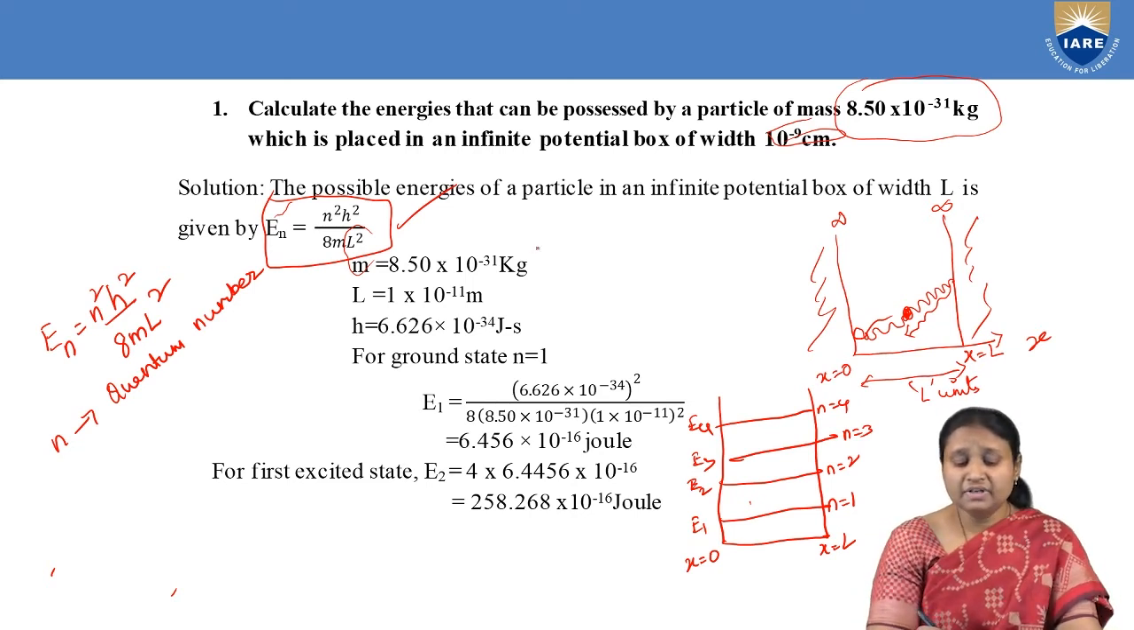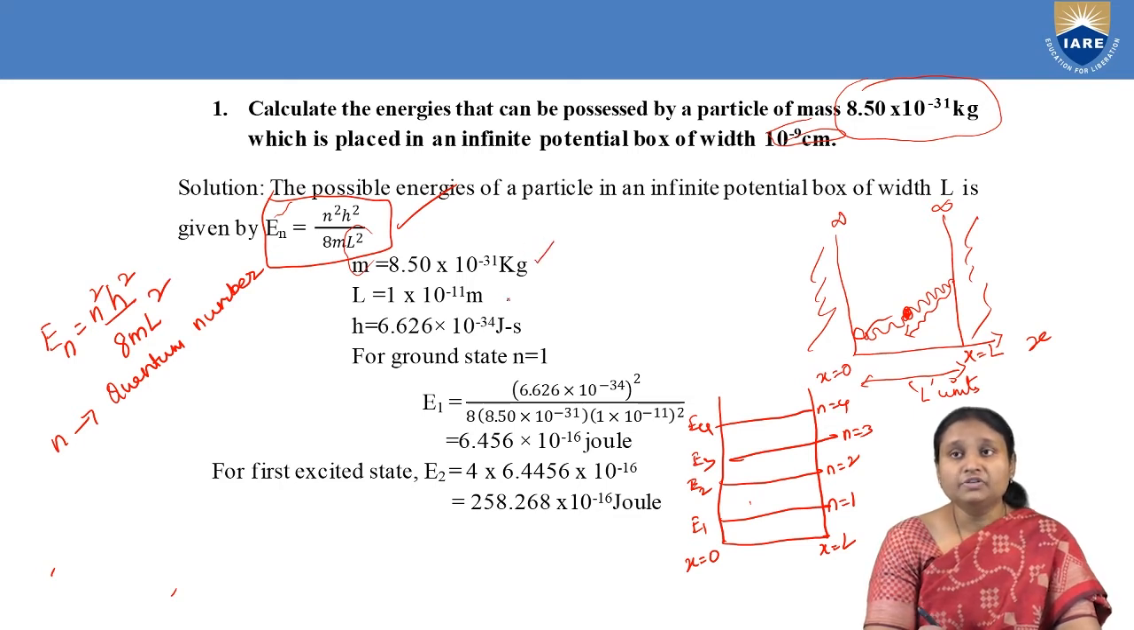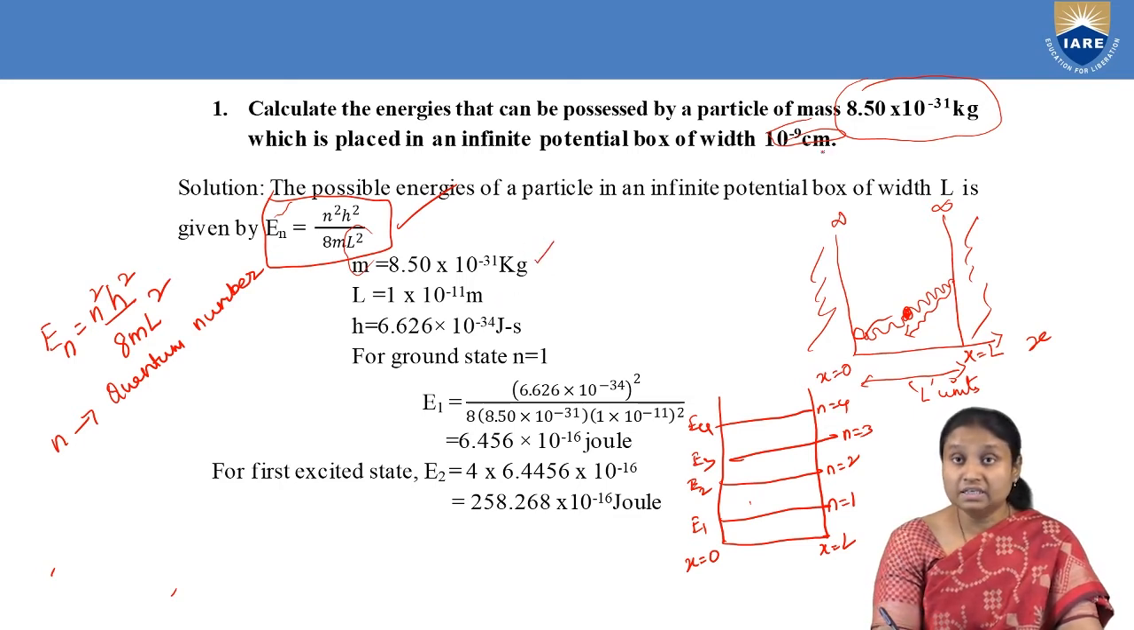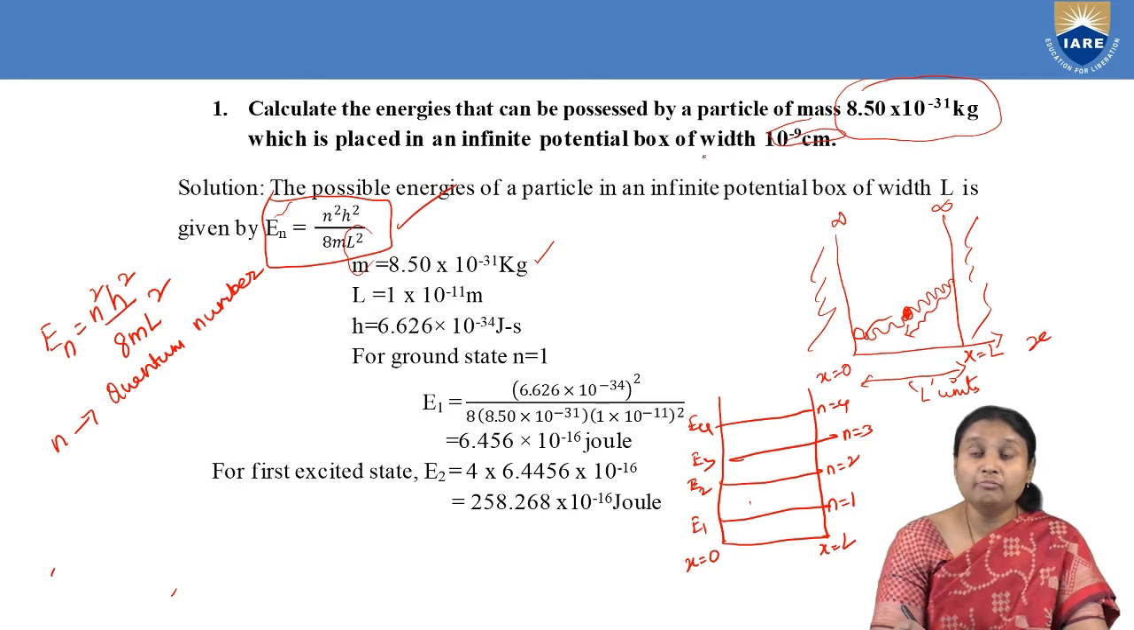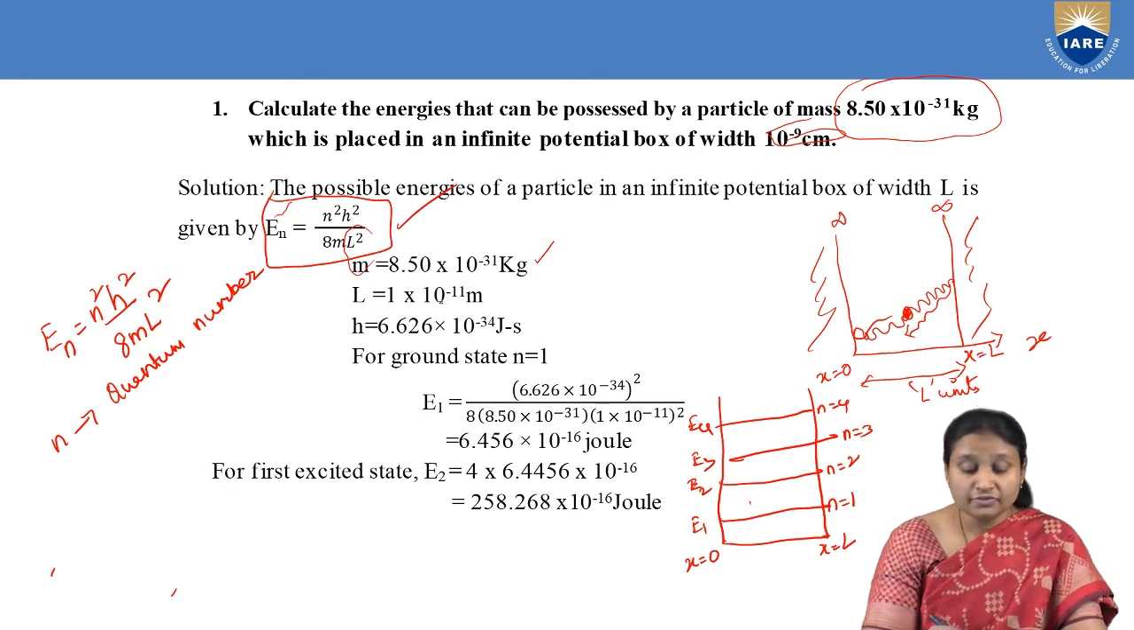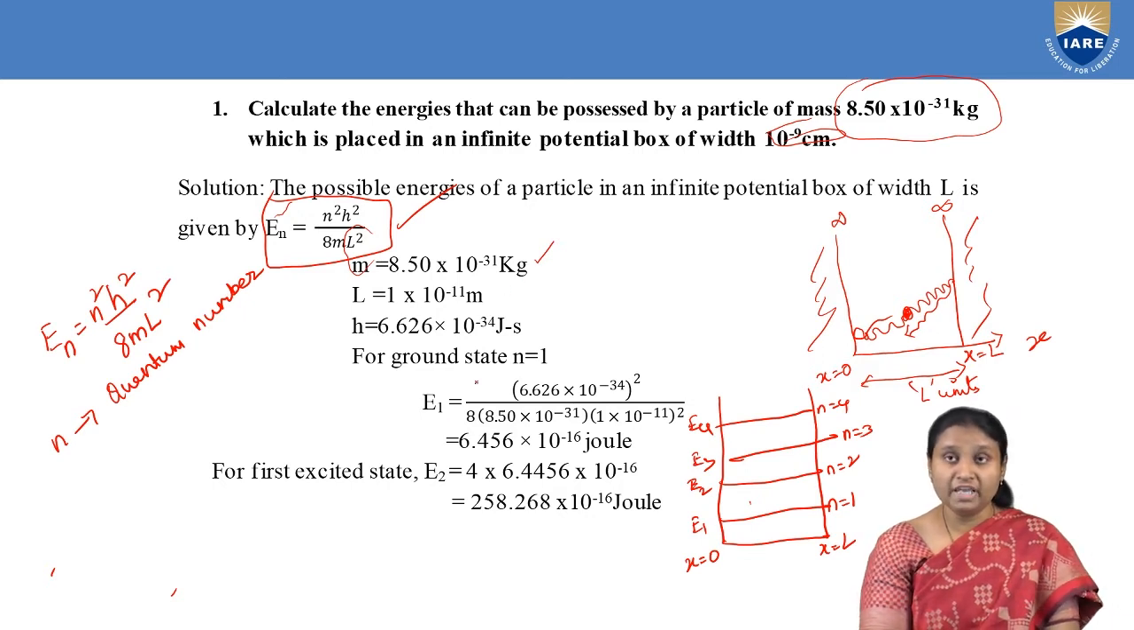So here the mass is given as 8.5 × 10^-31. And what is the width of the box? Of course, it is given in centimeters. We need to convert into meters. So what is that conversion? 1 centimeter is 10^-2 meters. If we substitute, it comes out to be 10^-11 meters. We know the value of h.